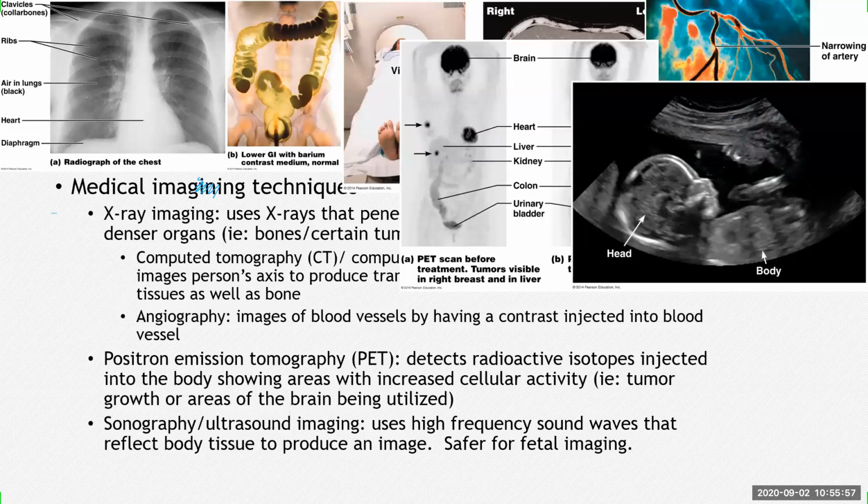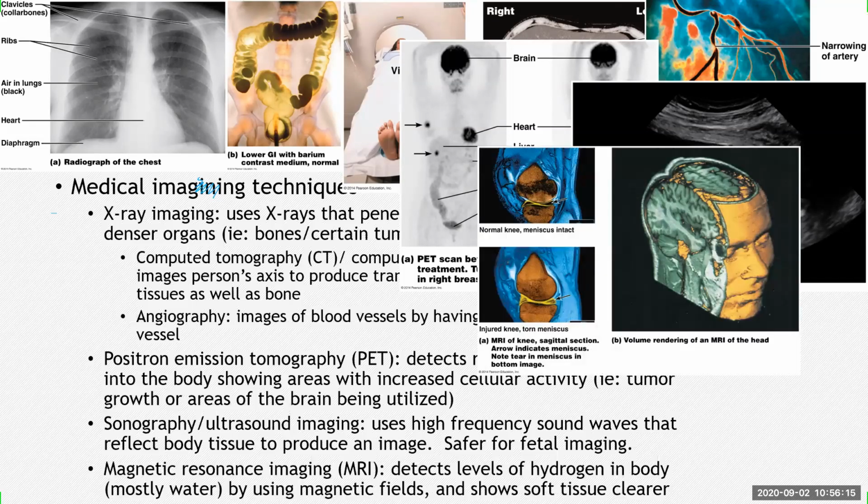Ultrasounds or sonographs use high frequency sound waves, and by doing that, we could end up producing an image. This is a lot safer compared to all these other imaging techniques. There are still some risks, but I'm just saying it is safer compared to all these other ones here. And then there's MRIs, right?